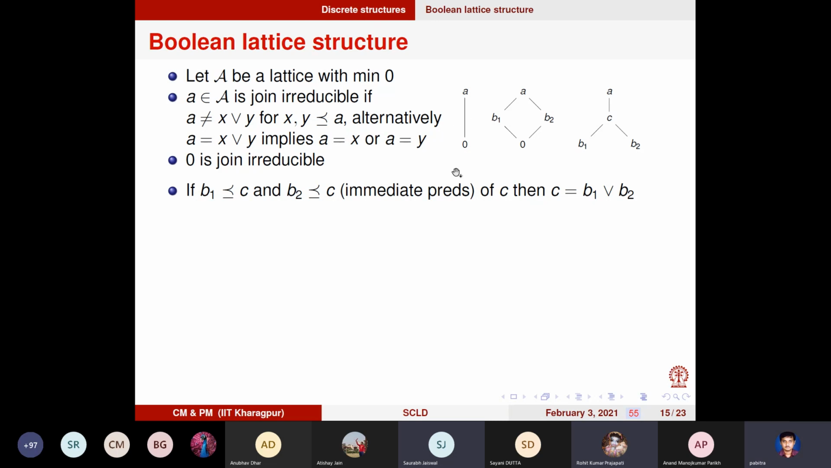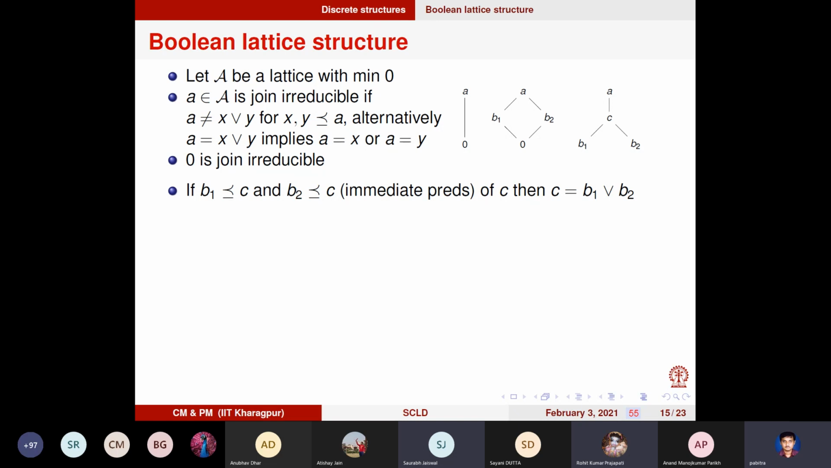Okay, so let us take this. In the first lattice, 0 and a. Is 0 join irreducible? Yes, sir. Is a join irreducible? No, sir. In fact, I think one thing you have already figured out is that 0 is always join irreducible, because if 0 is the join of two elements, then one of them has to be 0. So 0 is always join irreducible.